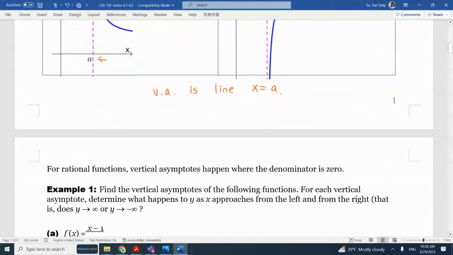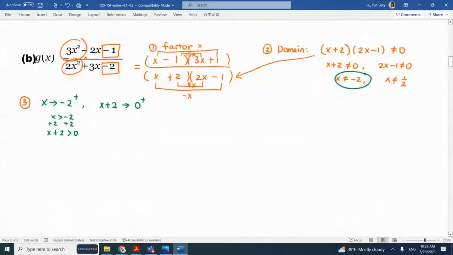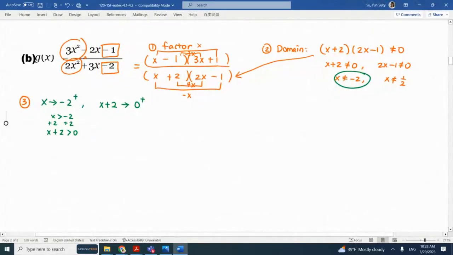Okay, very good. So yes, that's why we let x go to -2 from the right. Then x plus 2 will go to 0 from the right. Is that okay, everybody? Plus sign means it's approaching it from the right. Minus sign means it's approaching it from the left. Right, everybody? Okay, so now keep going.